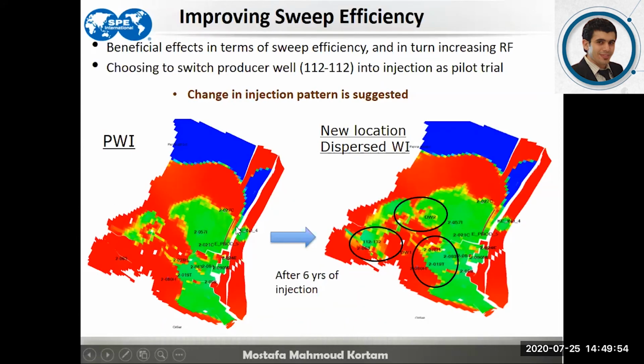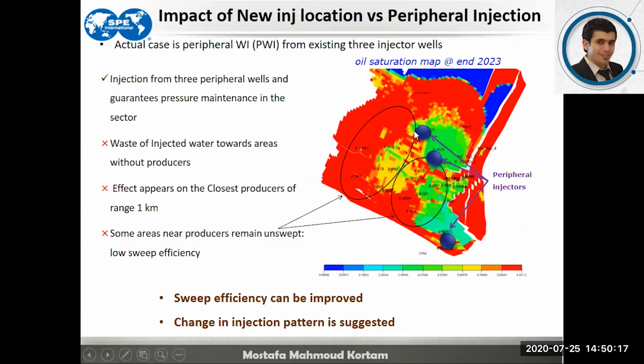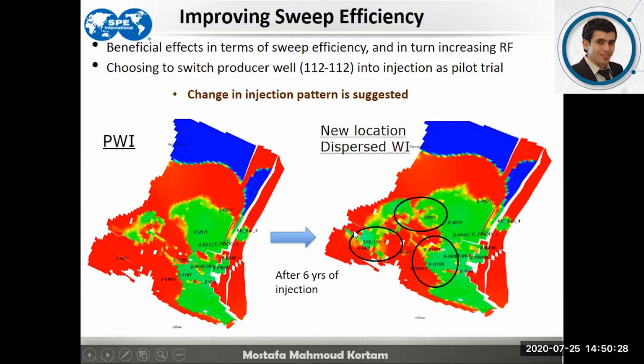So after we placed the injection, that is the start of the injection, and after 2 years of injection, we got that saturation map. After 6 years, a significant change in water saturation was observed, leaving less bypassed oil, and that is outstanding performance compared with the peripheral water injection for the same times, where some oil bank and oil volume is left as bypassed oil. So the dispersed water injection, changing the injection pattern, led to an effective and better result.